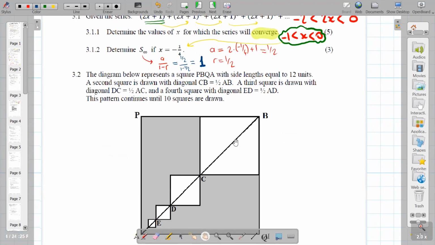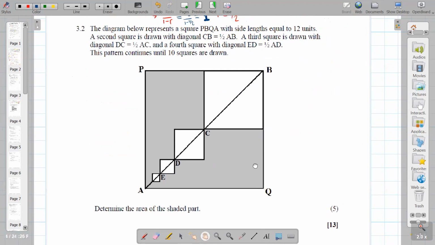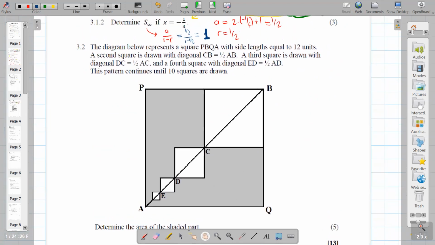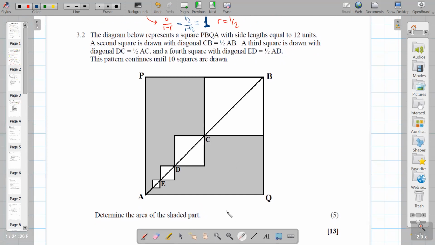All right. Oh, there's a diagram. Sometimes in the questions you have a diagram. Let's just figure out the question first. It says determine the shaded area, and how many squares we have drawn here. And is there a pattern, or does it go to infinity? Sometimes in such questions it goes to infinity.